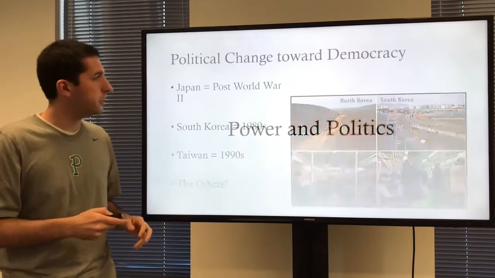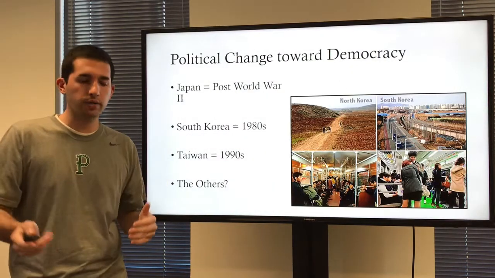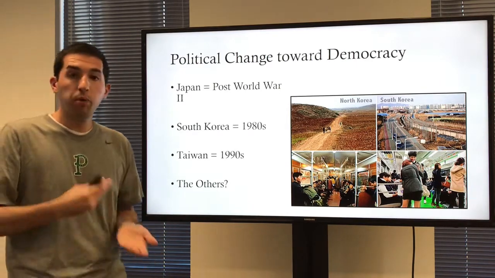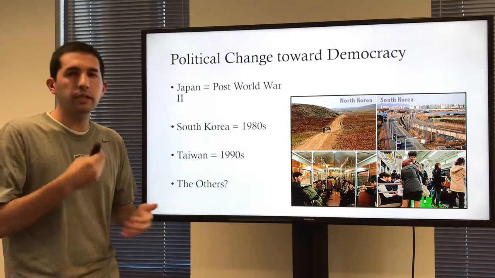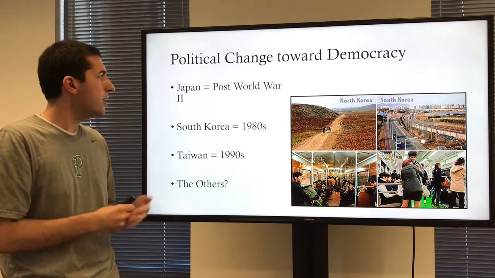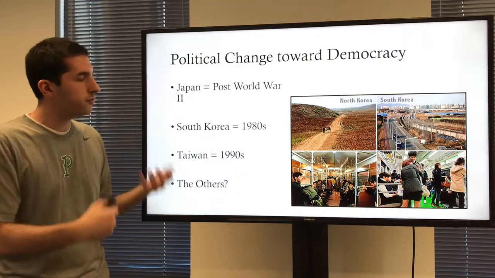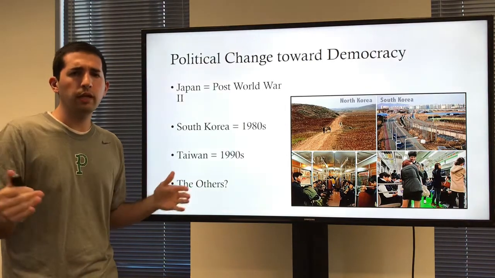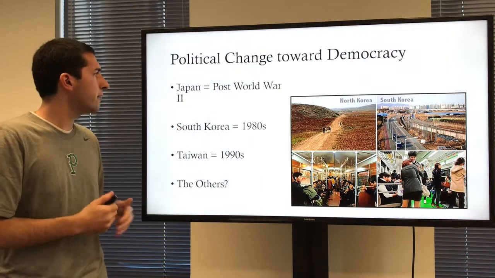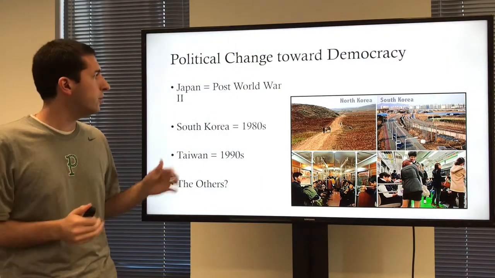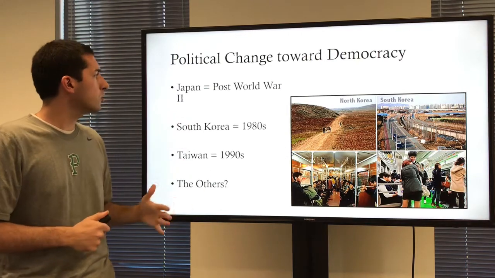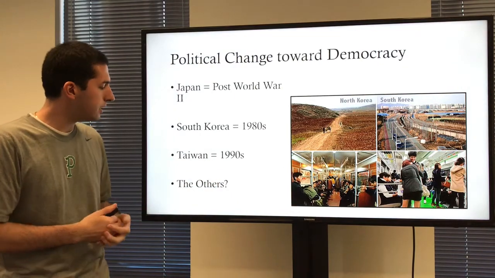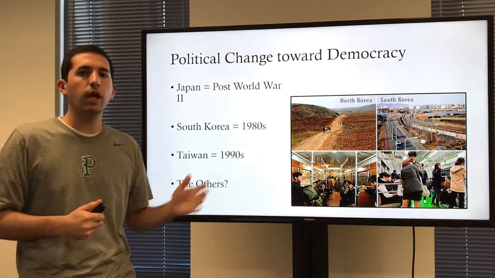So we talk about power and politics now. Political changes toward democracy, and we see this incrementally throughout the region of East Asia. Japan, post-World War II. They don't have a military. The United States and Europe come to their aid. They move them in a more democratic way after the war. Japan was allied with Germany and Italy for a time as part of the Axis powers. They're on the losing side of World War II, and they move in a democratic way after it. South Korea moves this way in the 1980s, followed by Taiwan in the 1990s. We say the others. Well, North Korea is certainly not moving in that direction.